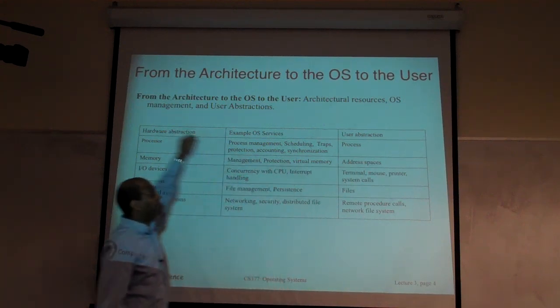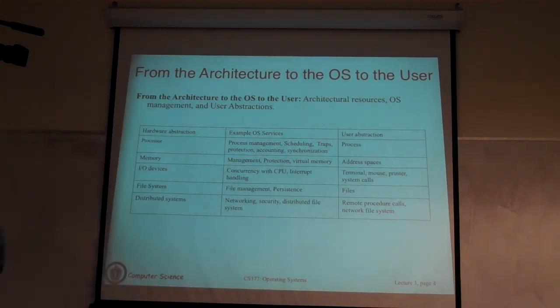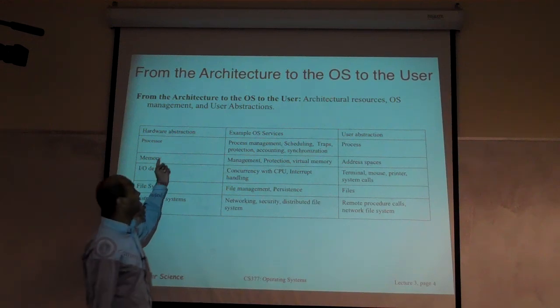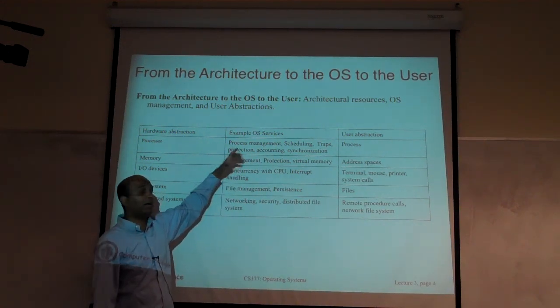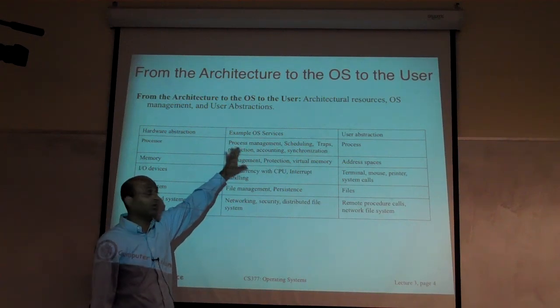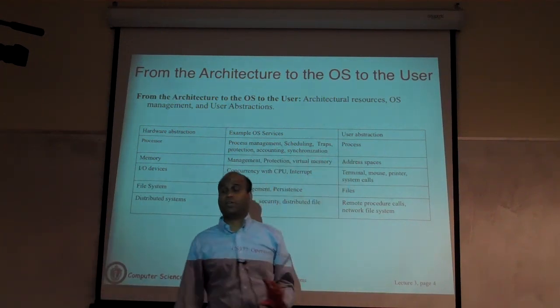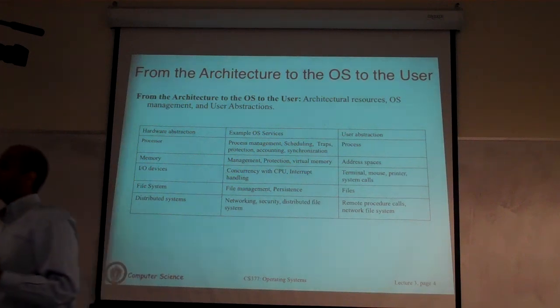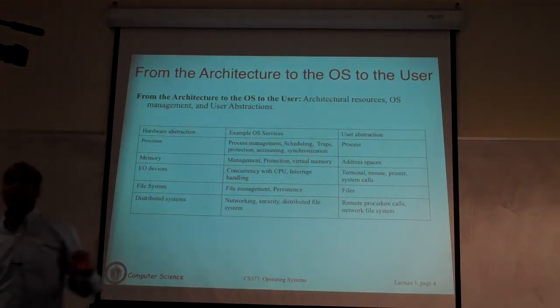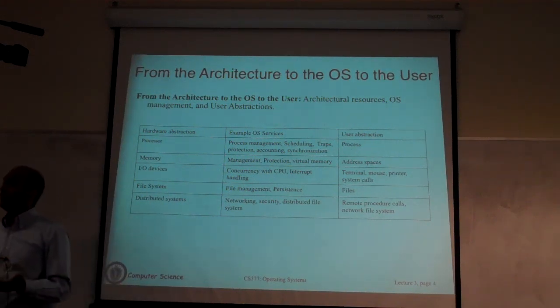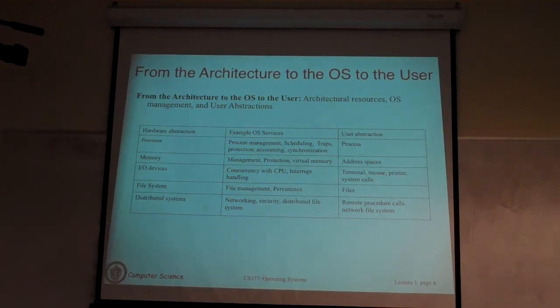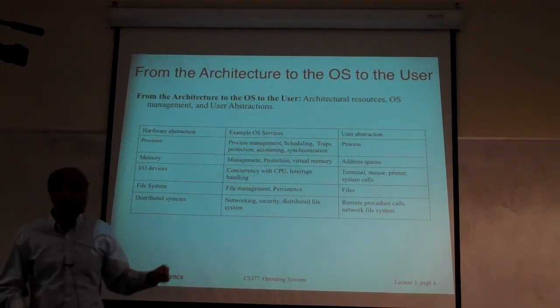Okay? So if you take the processor or the CPU, the kinds of things that the OS services that are implemented to manage that component is process management, scheduling, traps, threading, accounting, and so on. And what the user sees is the abstraction of a process, which I'll go into in just a moment. Okay? You don't actually see, as a user, when you run your machine, you don't actually see the processor or deal with it directly. The way you are actually using the processor is by executing programs through a process, and the process actually executes on the CPU.